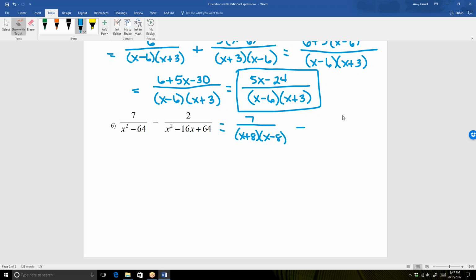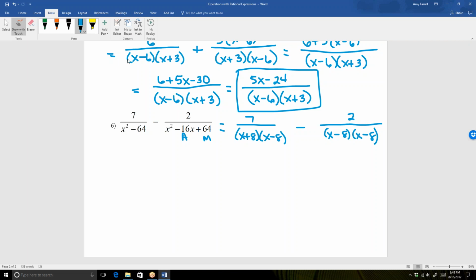So hopefully you recognize that the denominator of the first rational expression is the difference of squares. The second rational expression, the denominator is a trinomial. I want to find two numbers that add to negative 16 and multiply to 64. And that would be negative 8 and negative 8. So I'm going to have my two factors of x minus 8 and x minus 8.